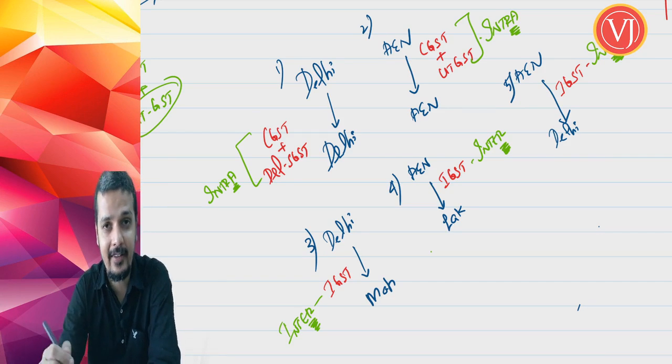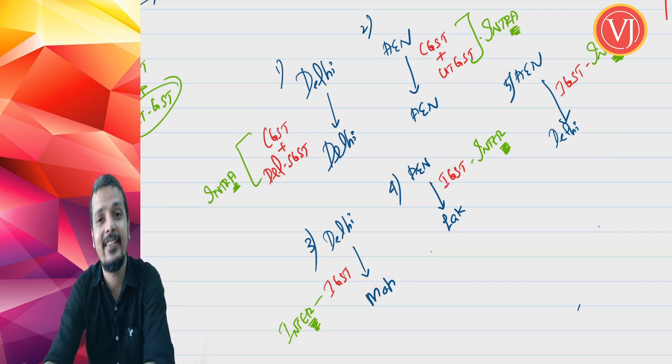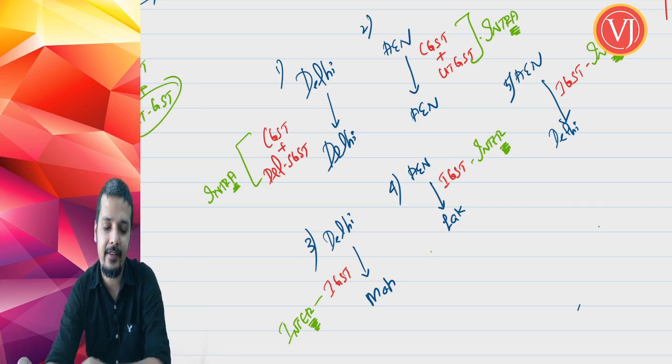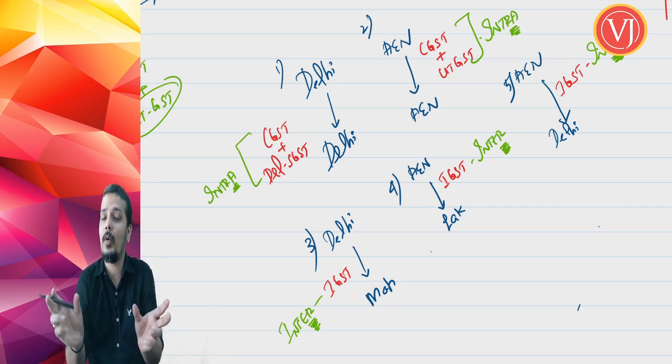Second example, Andaman and Nicobar to Andaman and Nicobar, one union territory to the same union territory, again it is intrastate supply, CGST, now it is plus UTGST. If it is one state to another state, that is the third example, Delhi to Maharashtra, IGST, because it is interstate supply, one state to another state.